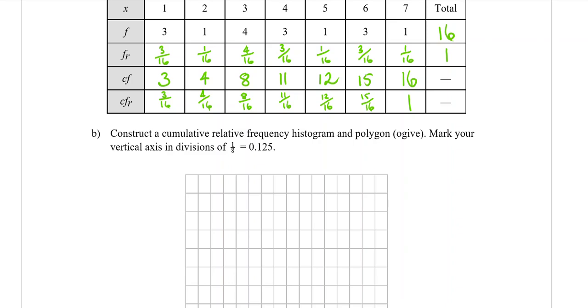Mark your vertical axes in divisions of 1/8, which is 0.125.